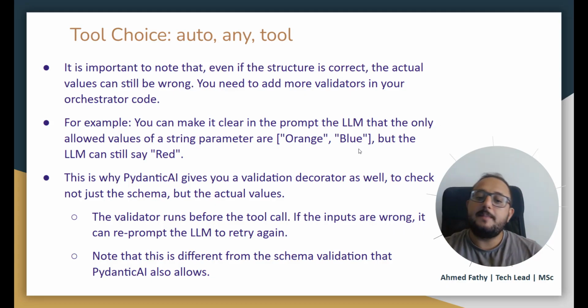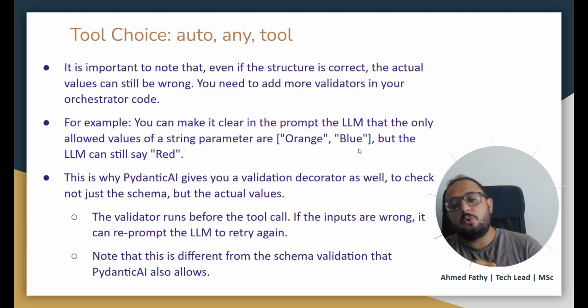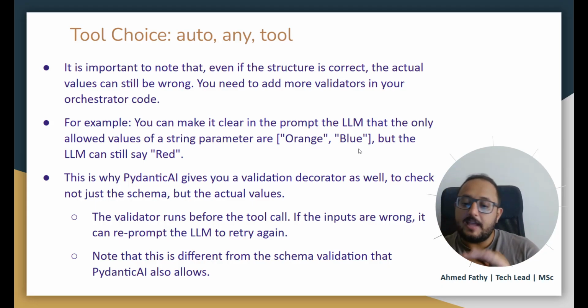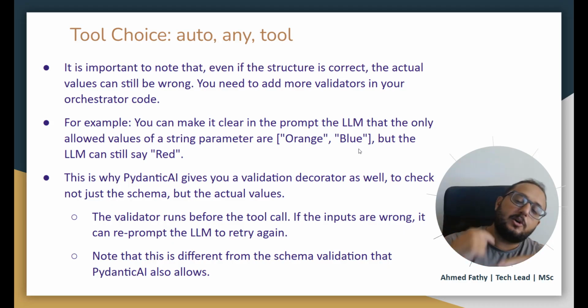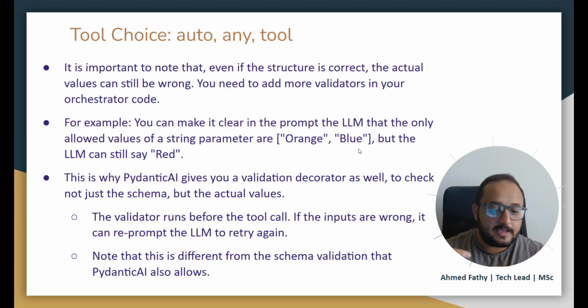For example, you can make it clear in the prompt that the only allowed values of a string parameter are orange or blue, but the LLM can still say red, right? This is why PydanticAI gives you a validation decorator as well, to check not just the schema, but the actual values as well. So the validator runs before the tool call.